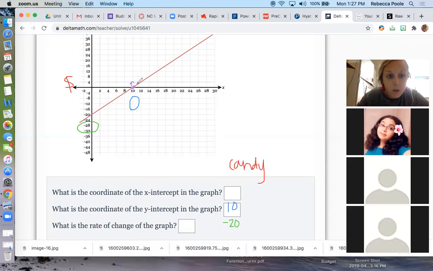It goes up 4, because look at your numbers over here. It goes from 0 to 4. So it goes up 4, and then how many does it go over? 2. So 4 over 2, because it goes from 10 to 12. What's 4 over 2? 2. Good. So the rate of change is 2. Questions on this one?